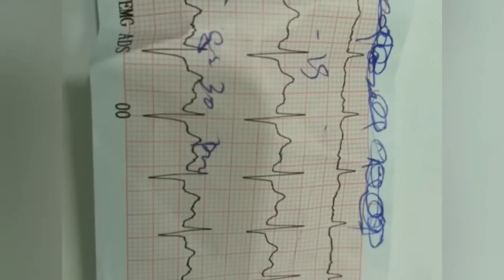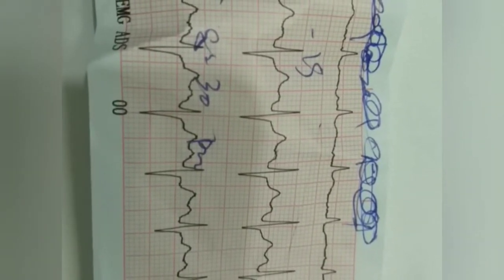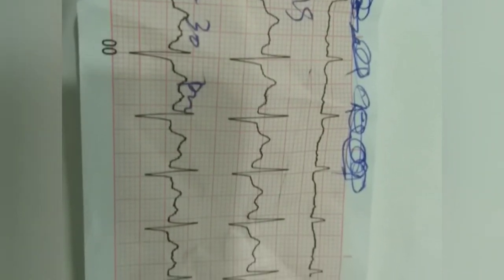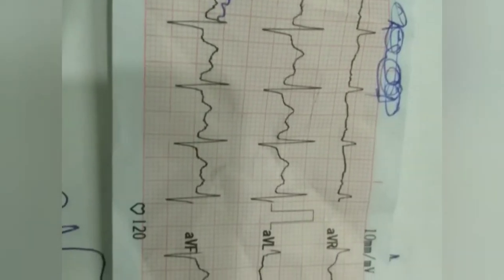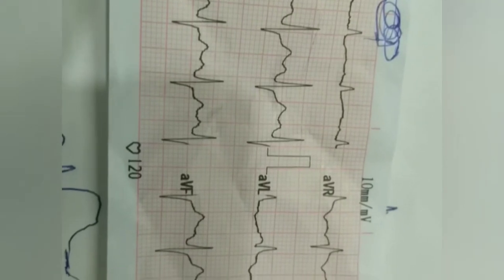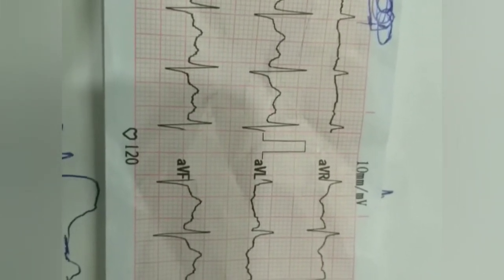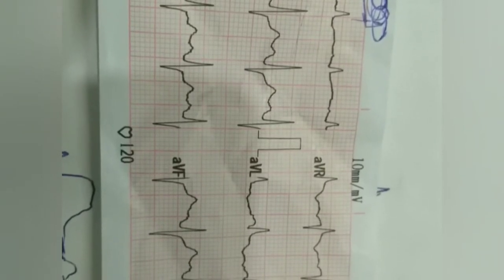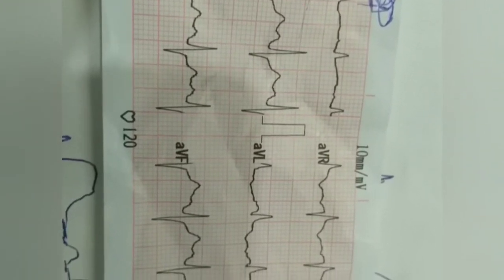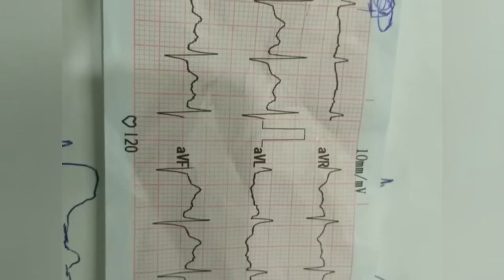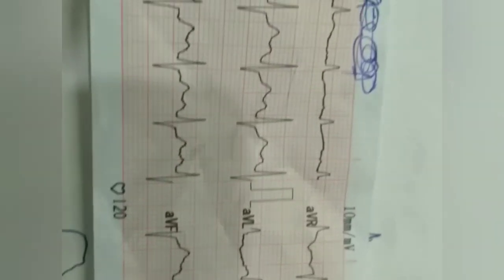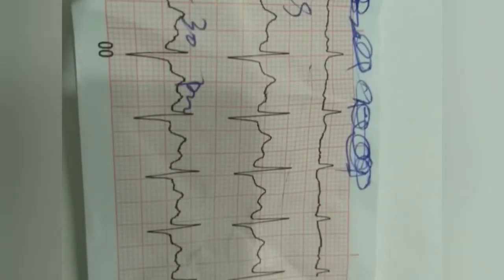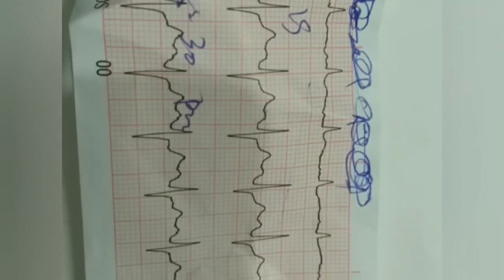This is the second ECG which this patient had in another hospital. Now try to again focus on lead 2, 3 and AVF. Do you see that the changes are becoming a little bit more prominent as compared to the last ECG? One small box is equal to 1 millimeter in depth and height.